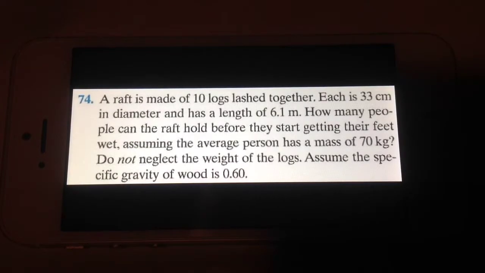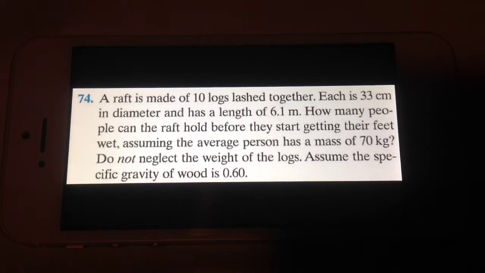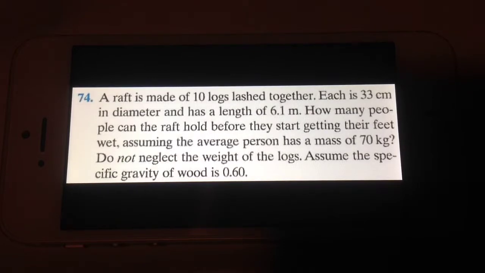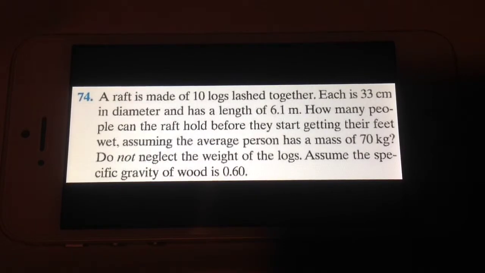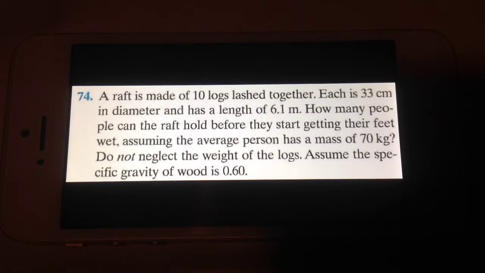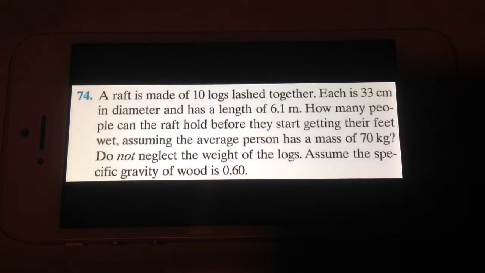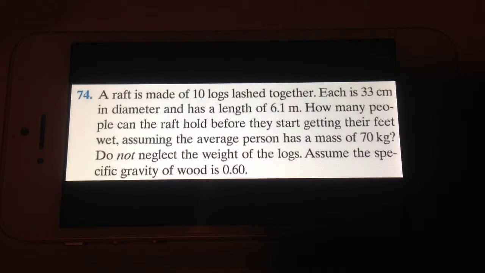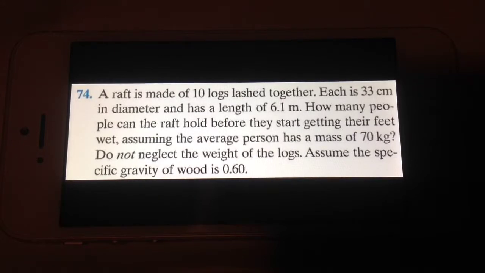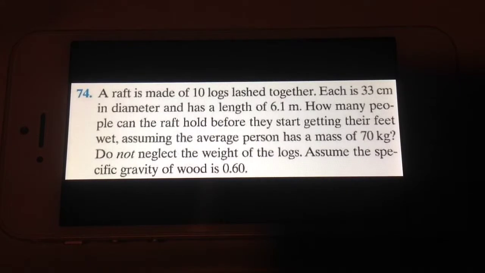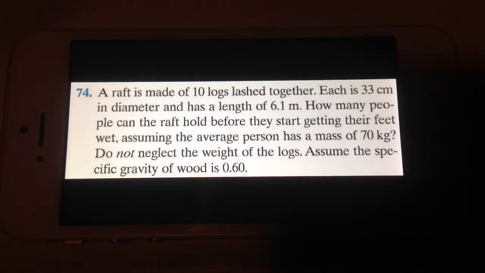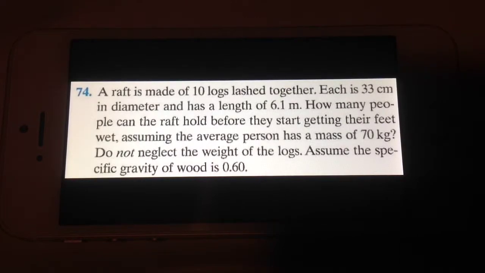Problem 74 is, a raft is made of 10 logs lashed together. Each is 33 centimeters in diameter and has a length of 6.1 meters. How many people can the raft hold before they start getting their feet wet, assuming the average person has a mass of 70 kilograms? Do not neglect the weight of the logs. Assume the specific gravity of wood is 0.60.